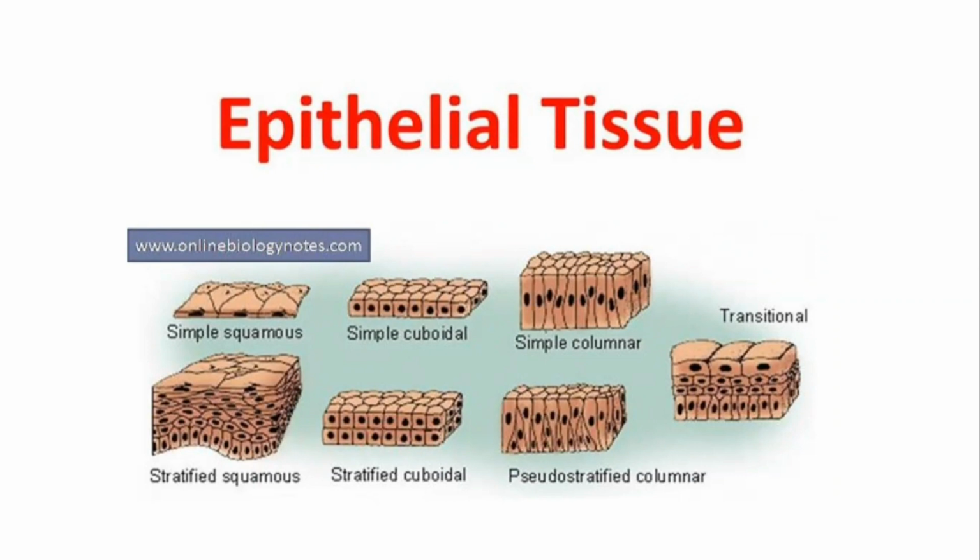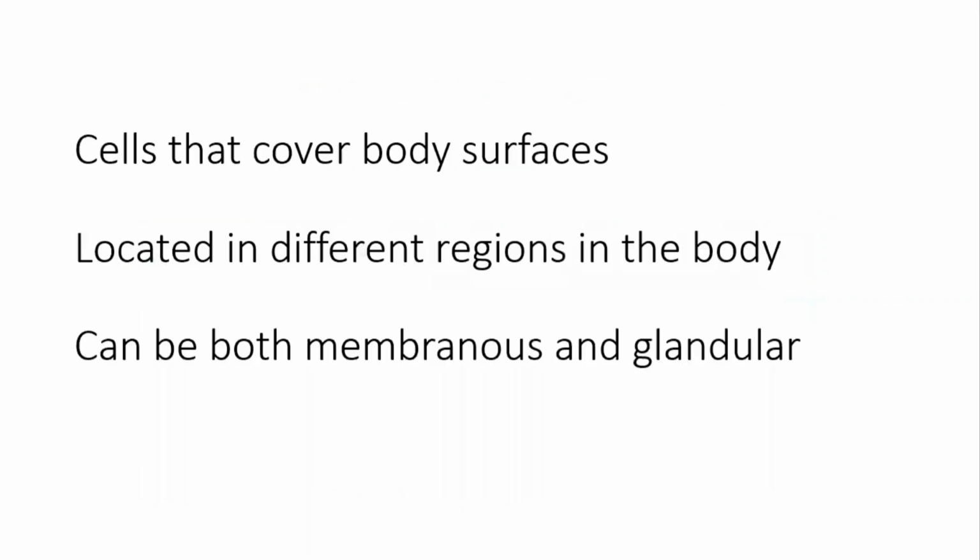Hello guys. In this video, we are going to talk about epithelial tissues. Epithelial cells are the cells that cover body surfaces, like your skin and some other organs or systems in your body. They're located in different regions in the human body, and they can be found in both membranous and glandular forms. So they're in membranes of some organs and in some glands.